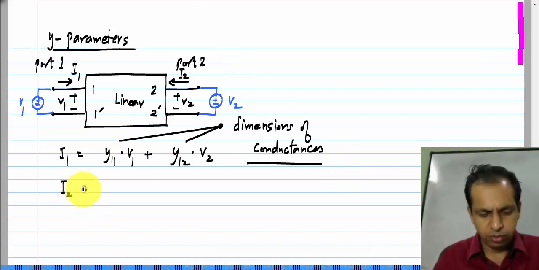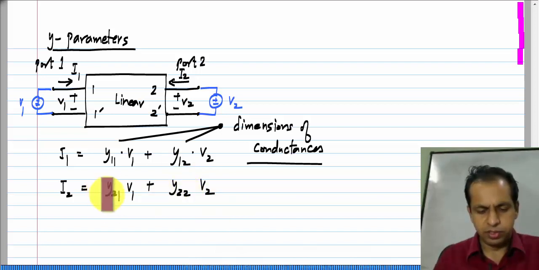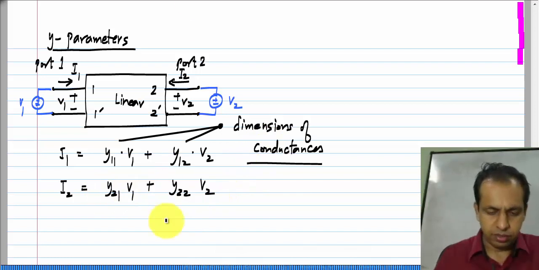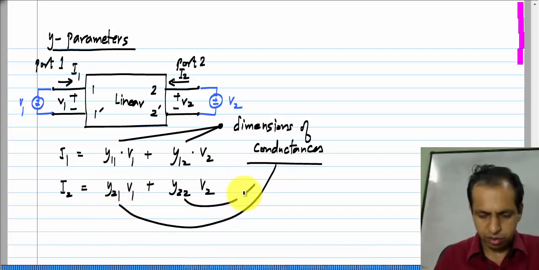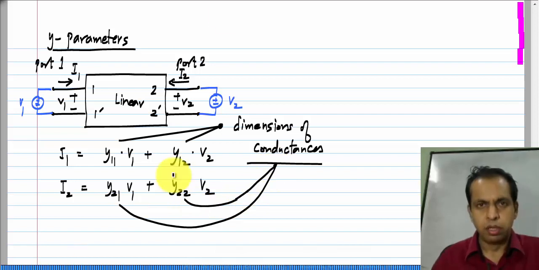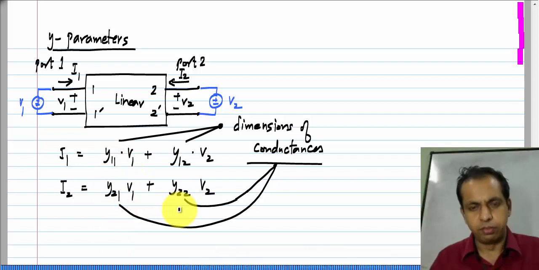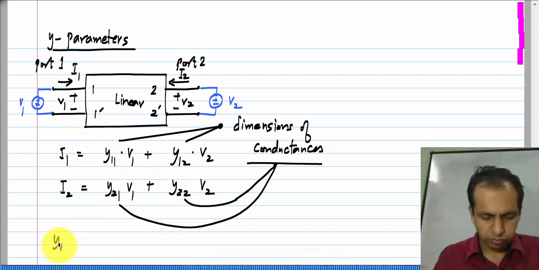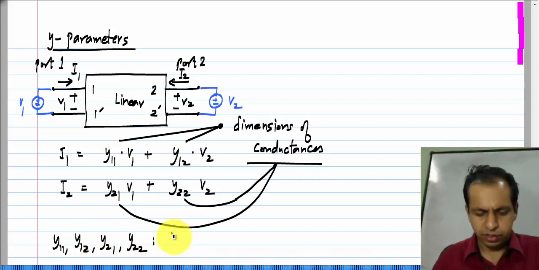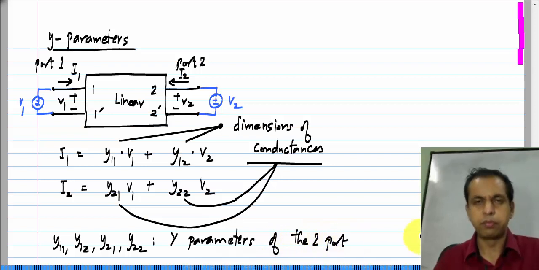And similarly, the current I2 will be a linear combination of V1 and V2, and these constants again have dimensions of conductances. Now, these four parameters together, y11, y12, y21, y22, are the Y parameters of the two port.